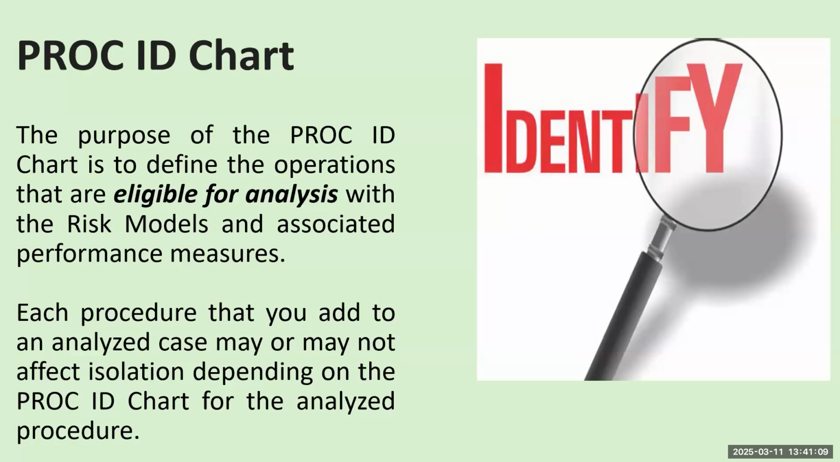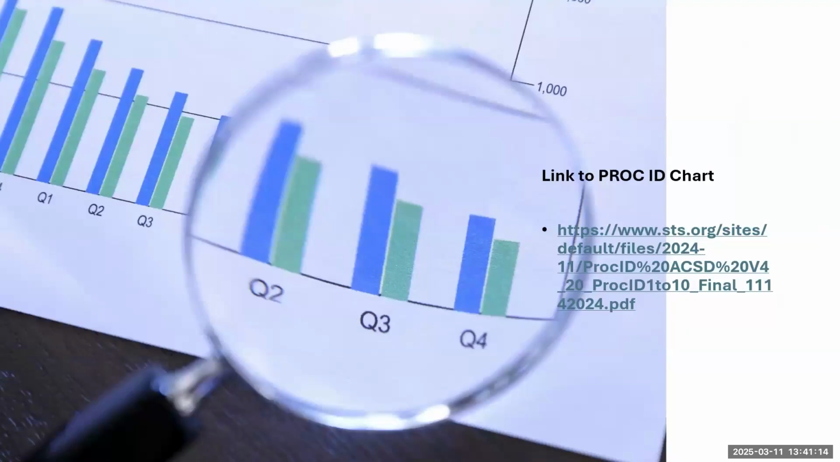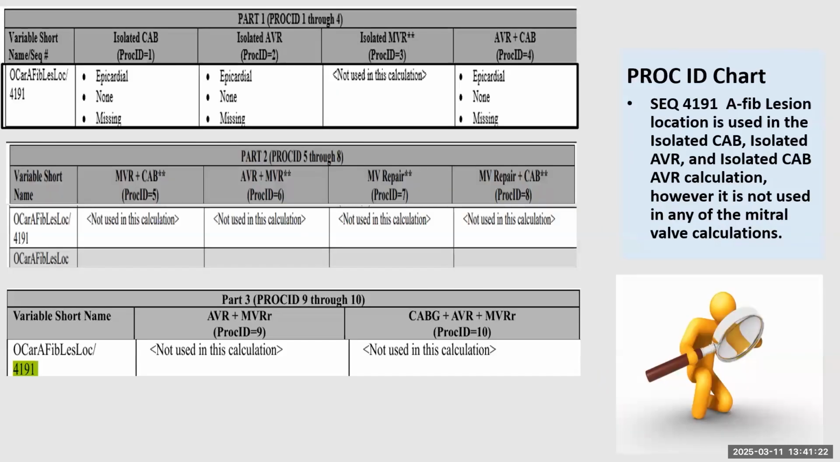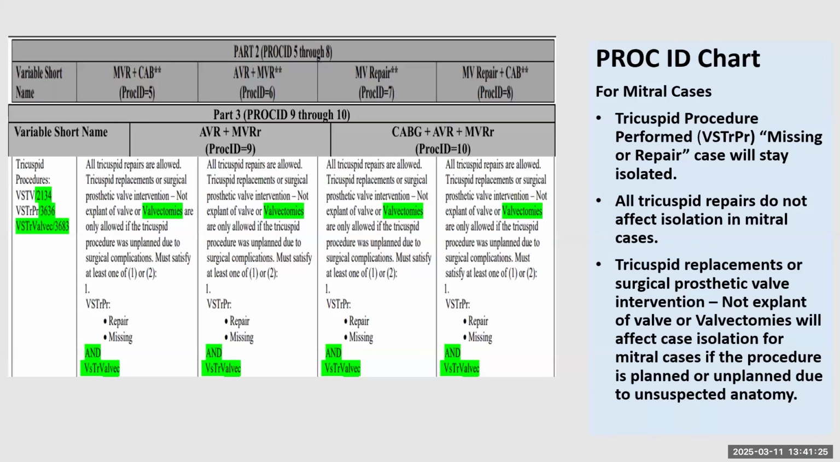And Judy is asking if a CABG plus tricuspid valve repair is an other. It would be a CABG other. It is. Yeah, because the tricuspid language, Judy, is only in conjunction with mitral valve procedures, okay? So for any of the procedures that have mitral valves done, the tricuspid repair does not affect case isolation.